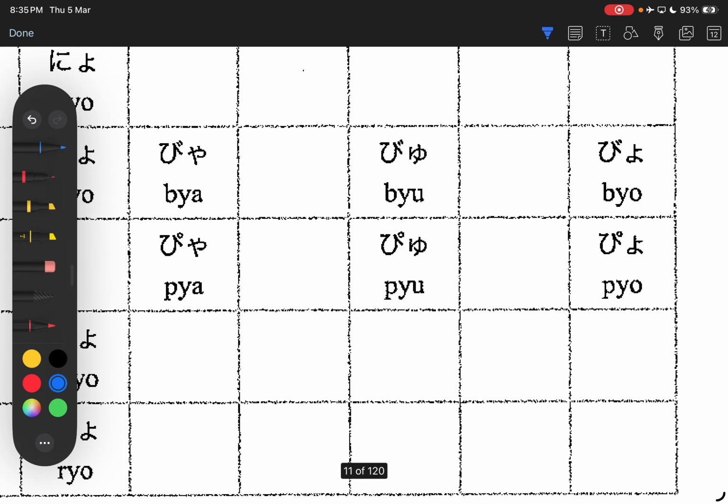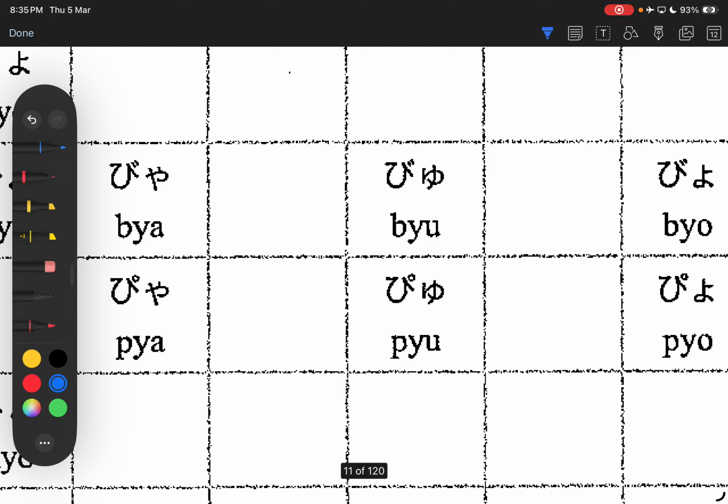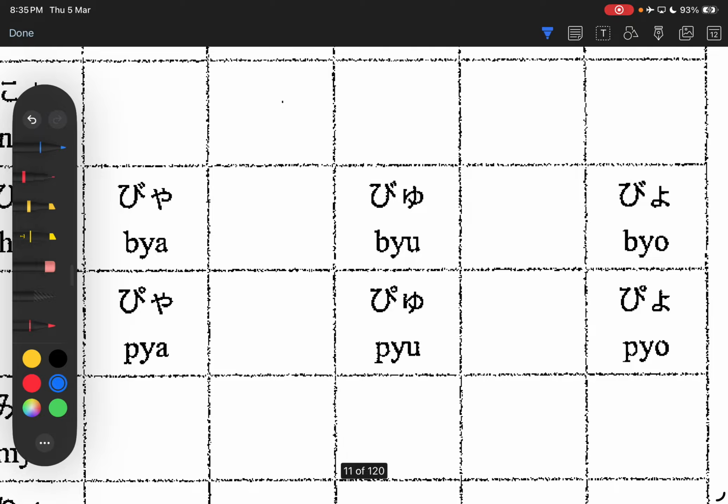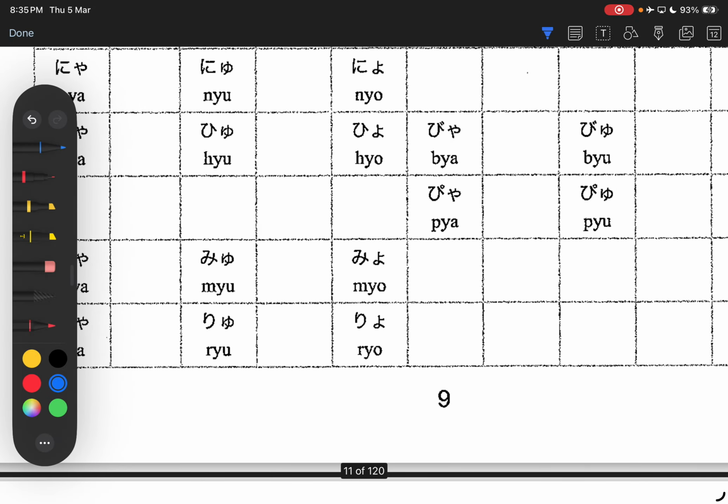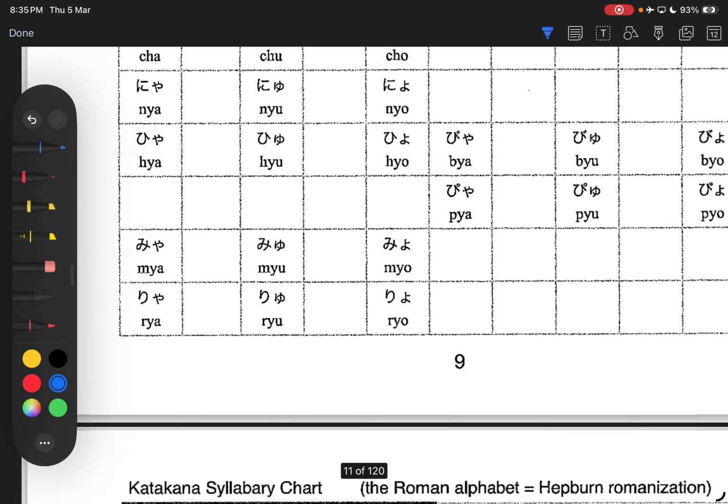Okay, moving on, we have these two dots and the circle. So we have bia, biu, bio, pia, piu, pio. Okay, good, huh? Any questions so far? Everything good? Okay.